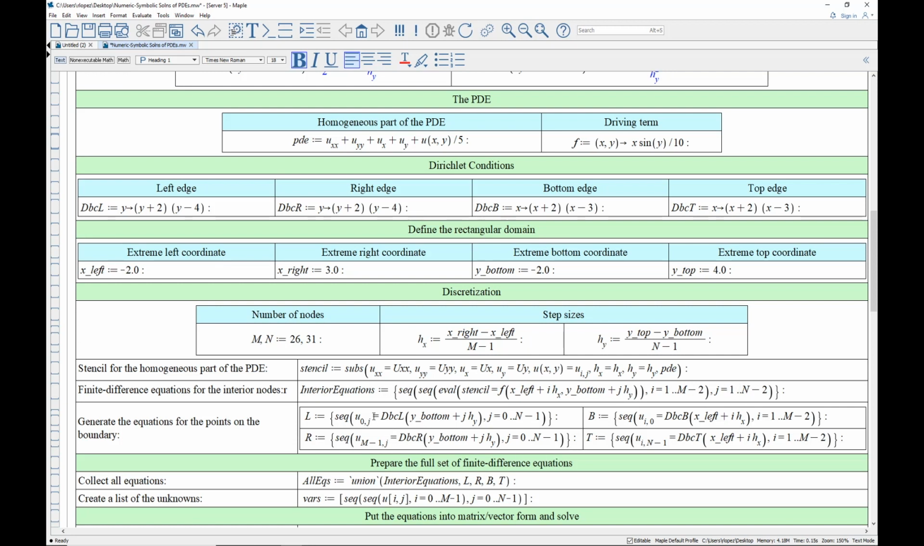These are the boundary values on the left edge. N runs from 0 to 30. 31 minus 1, 30. Left edge, right edge. So you've just gone up and down the left and right edges. On the bottom and on the top, you run from 1 to 24 so that you don't double up on the corners. You get an inconsistent system if you did that.